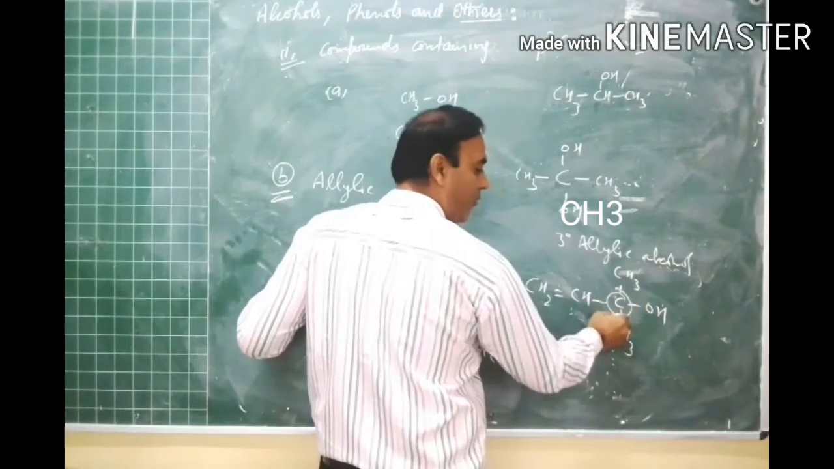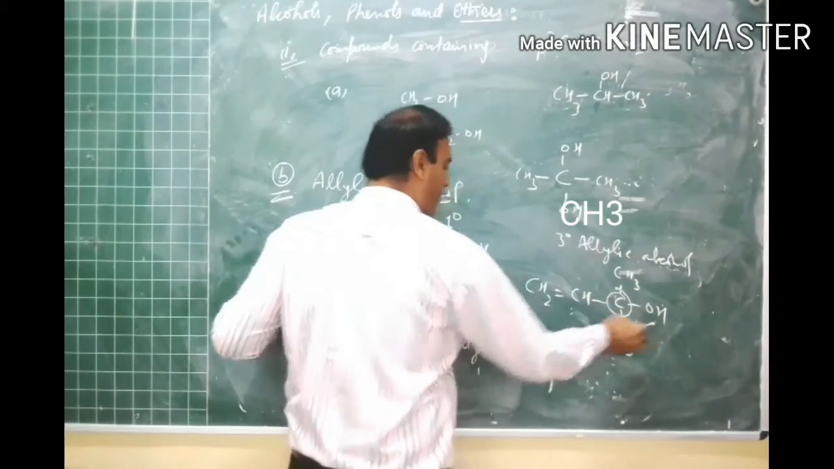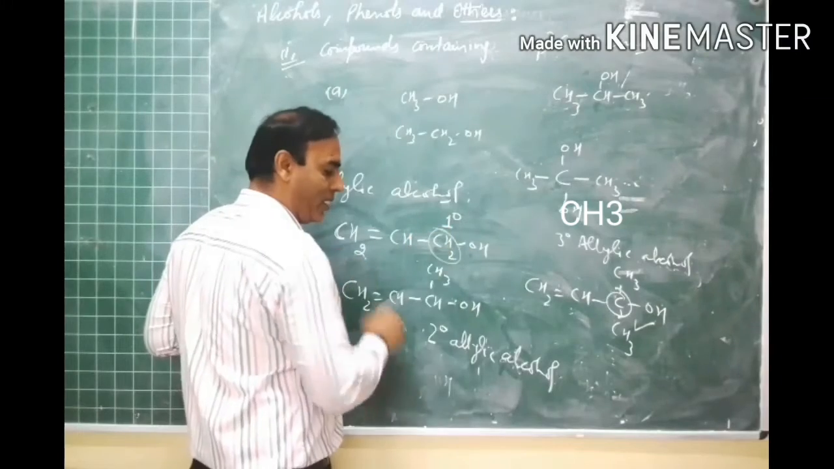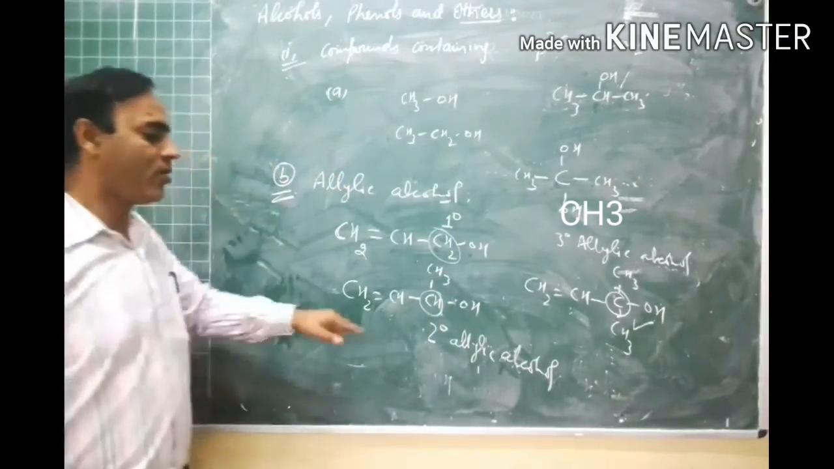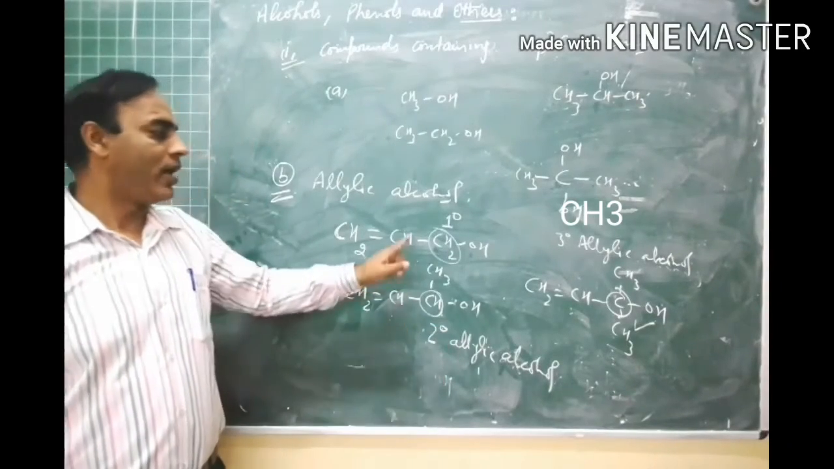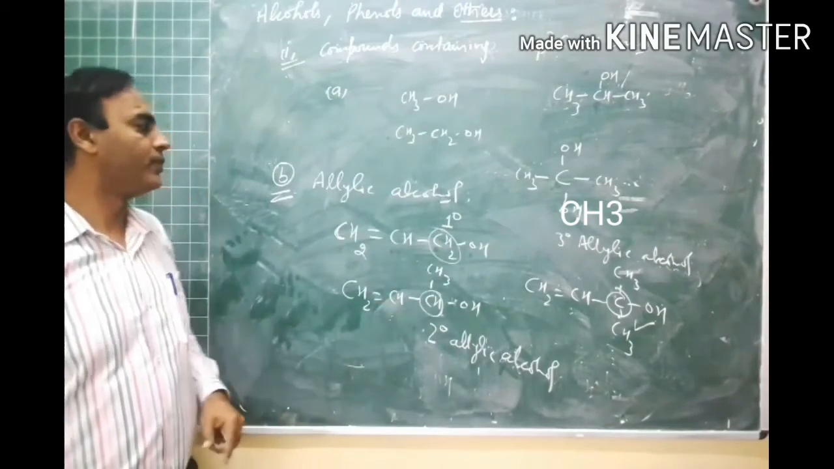Because this carbon to which the OH group is bonded is 3 degree, and this carbon is 1 degree, and this carbon to which the OH group is bonded is 2 degree. So this is known as 2 degree allylic alcohol, and this is 1 degree allylic alcohol.